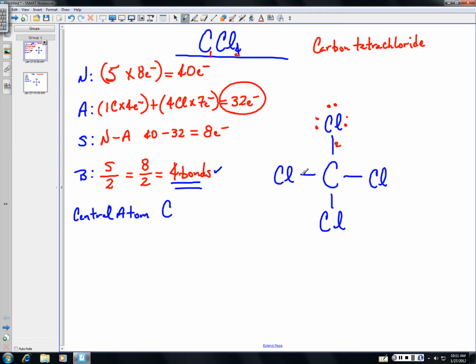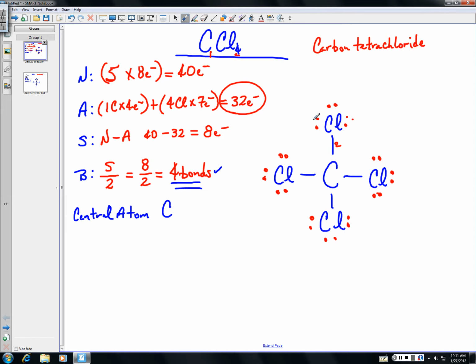This chlorine already has 2 here, so it needs 6 more. This chlorine already has 2, so it needs 6 more. This one obviously needs 6 more also, so we're going to do that. All right. Now, I've assigned 8 electrons to everybody on the outside, so let's see how many I've used.